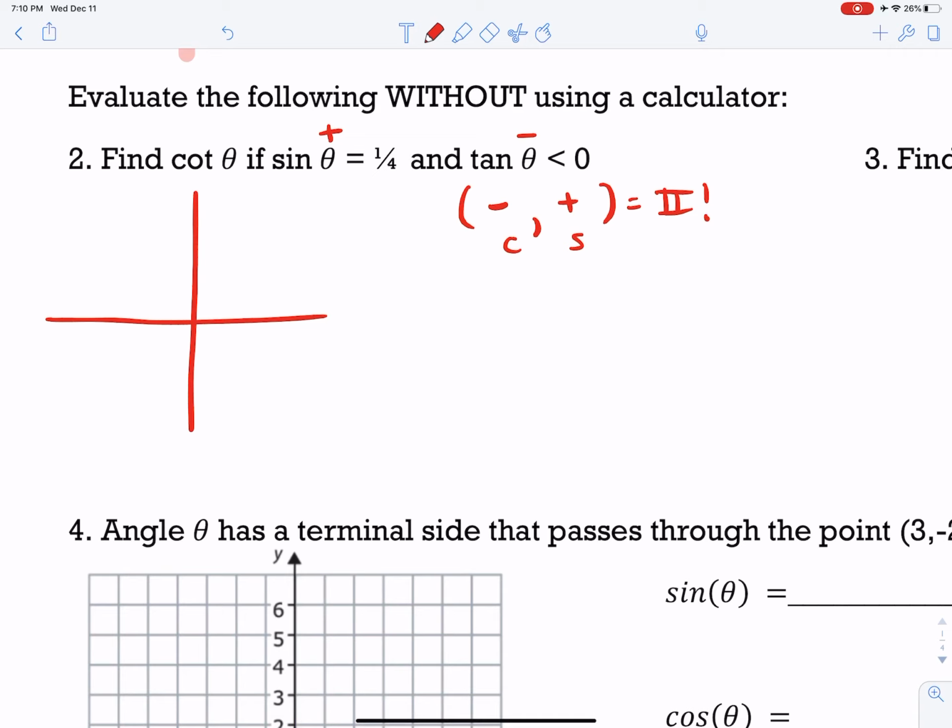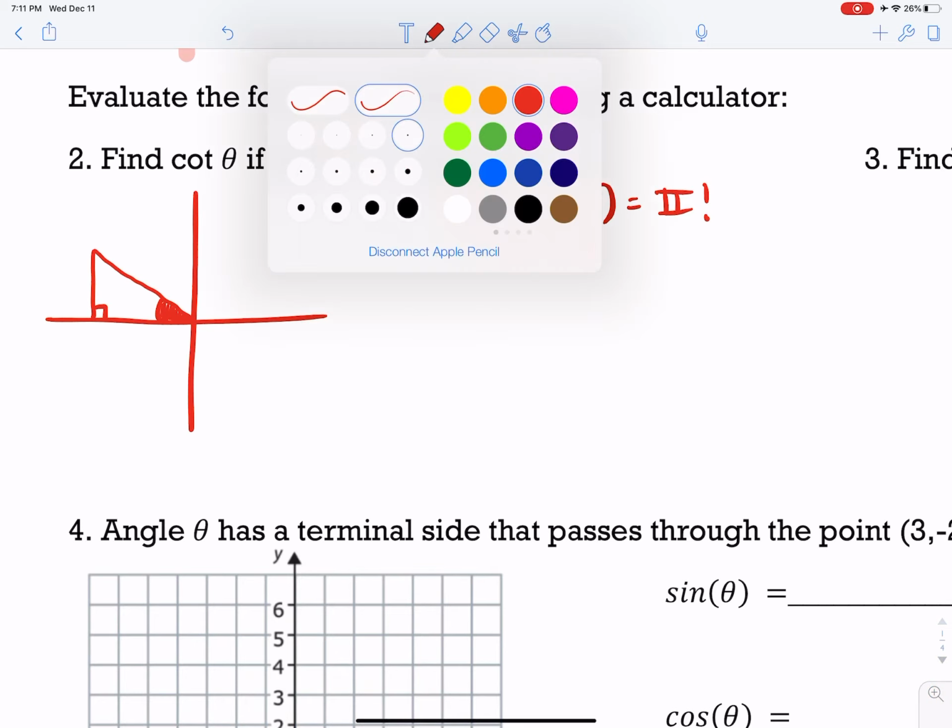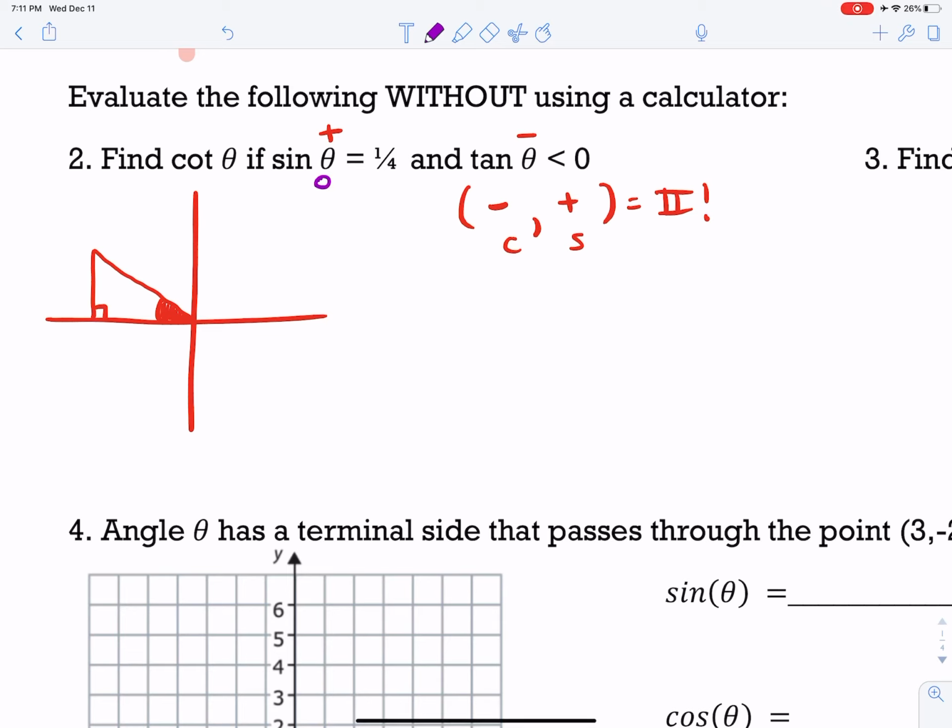All right, so let's draw us a little triangle. Make sure your triangle touches the x-axis, and our reference angle is always the angle at the origin, and we can put in our values. So sine is O over H. Your O is 1 and your H is 4. So the opposite side is 1, opposite of your angle. Your hypotenuse is 4, and we are looking for this side over here.